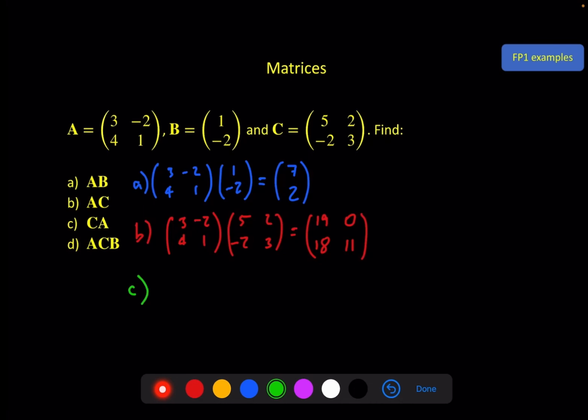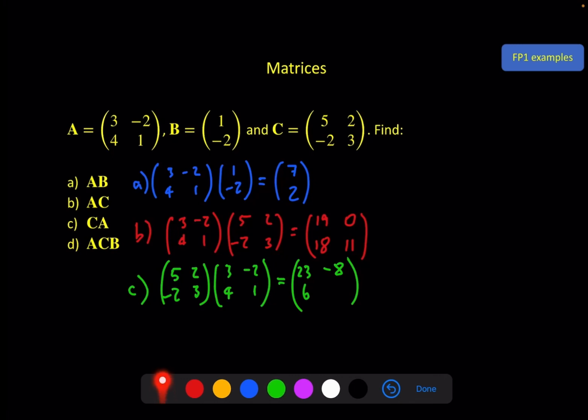If we put C first, 5, 2, minus 2, 3, then 3 minus 2, 4, 1. Now we get 15 plus 8, and you can see that that is already different. Minus 10 plus 2. Second row first column, minus 6 plus 12. And second row second column is 4 plus 3.